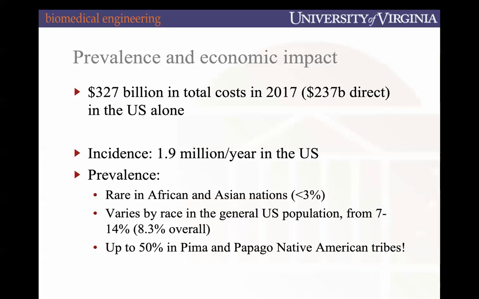Within the US alone, there are varying rates across white, African American, and Hispanic populations, but it ranges from 7 to 14%. Interestingly, in some populations, particularly the Pima and Papago Native American tribes, rates can be as high as 50%. And that's particularly because of an actual genetic predisposition that emerges in those populations. And so there's both cultural, external, and genetic forces at play that can drive the emergence of diabetes.